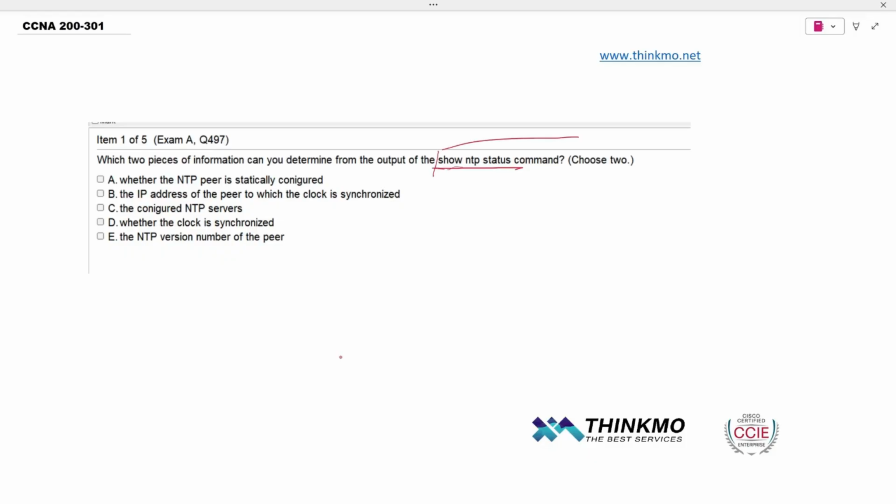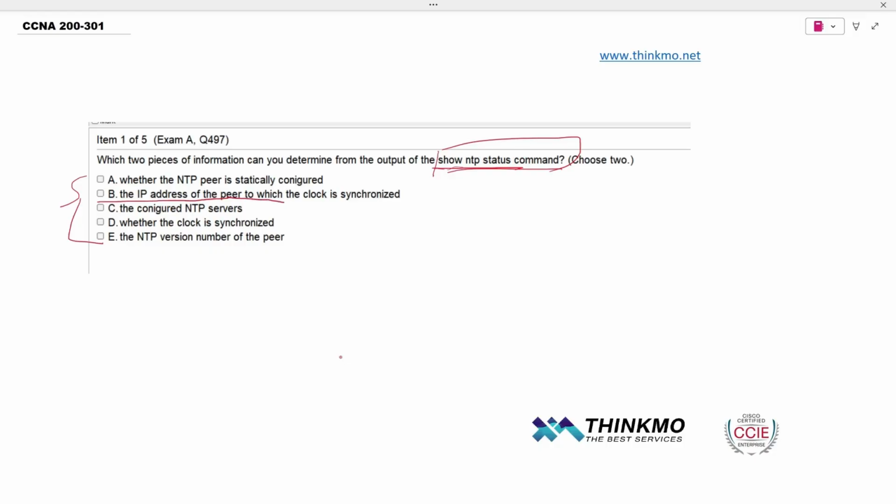Which 2 pieces of information can we display? Which 2 from the following pieces of information? After entering this command, we will clearly see that it displays the current clock time and also identifies the specific peer that is synchronized with it. In other words, the peer that is currently synchronized with me.